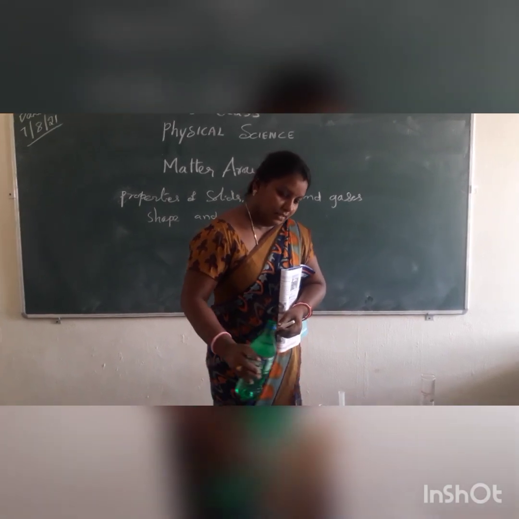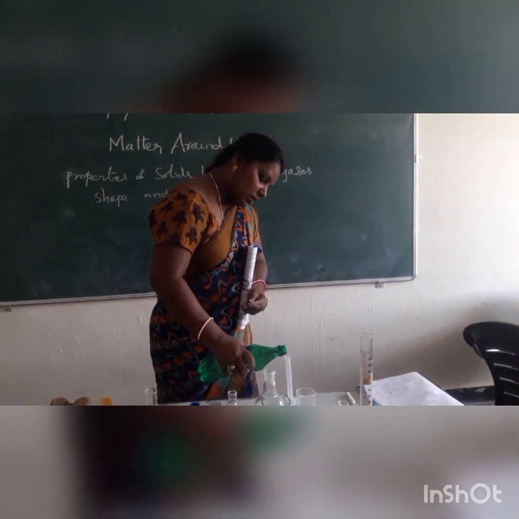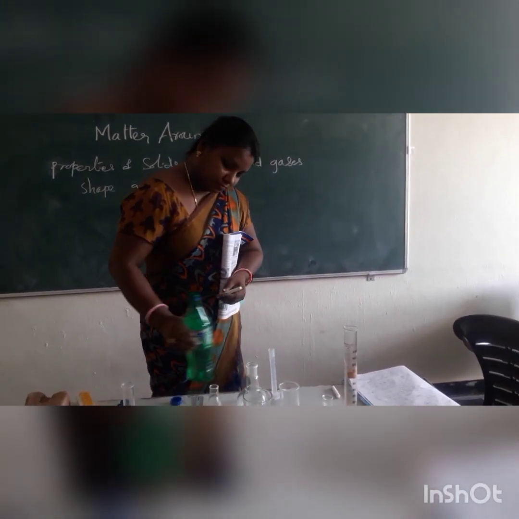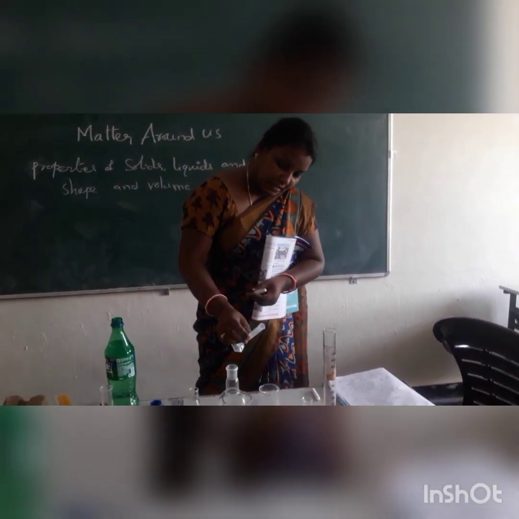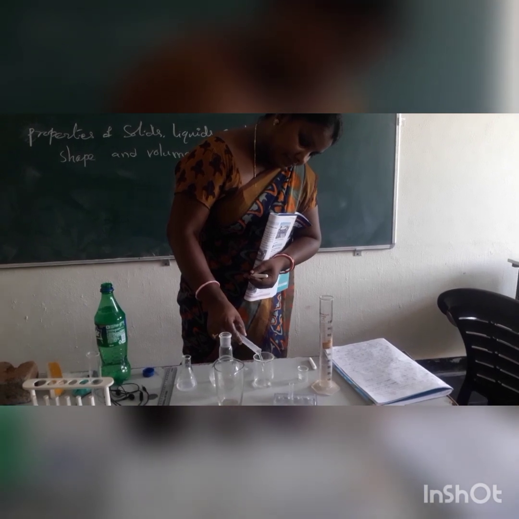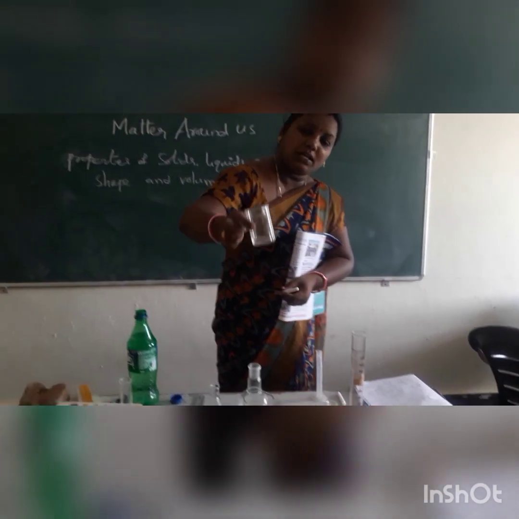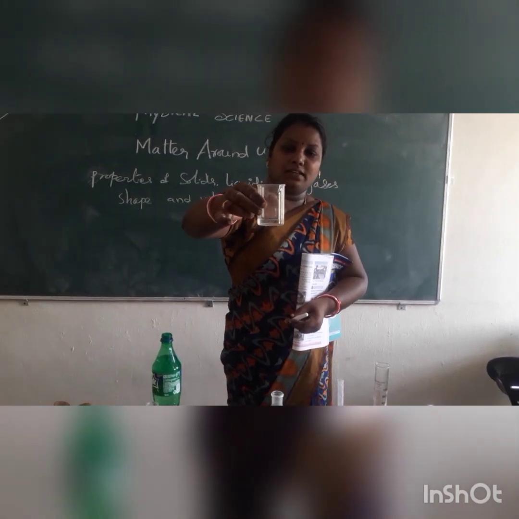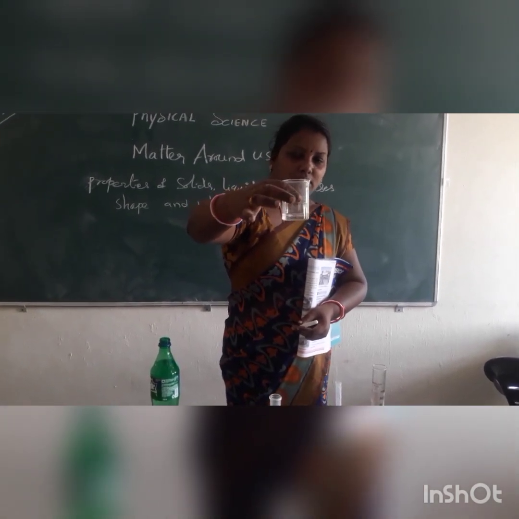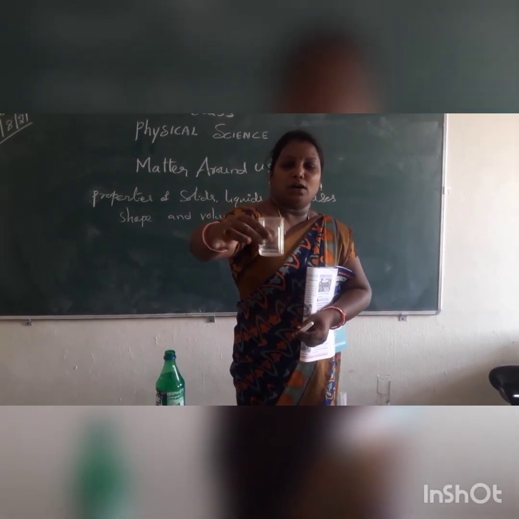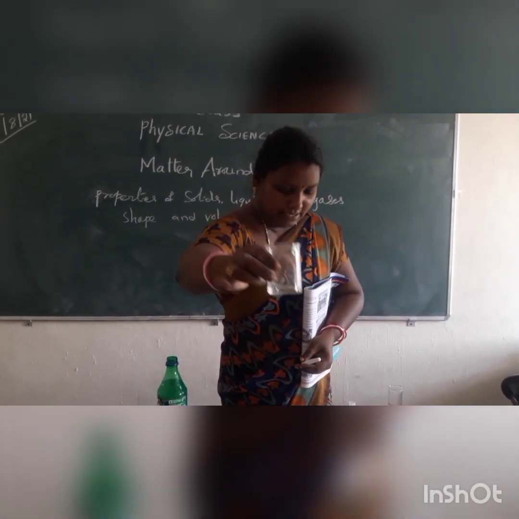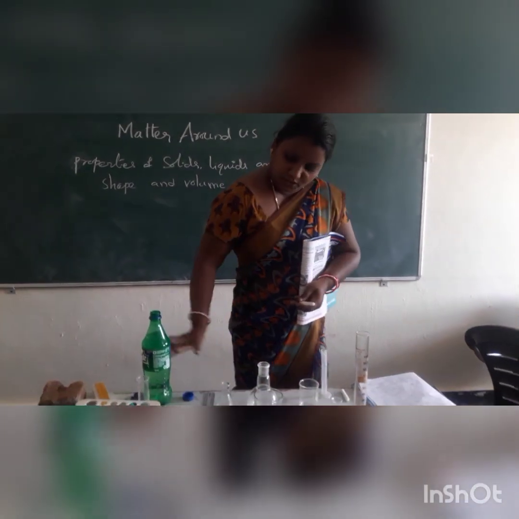Again, I bring 10 ml of water by measuring jar and pour it into the beaker. Yes, children, observe here. What is the shape of water in the beaker? Here, it is at the bottom of the beaker. It is a round shape. Yes, children, observe.